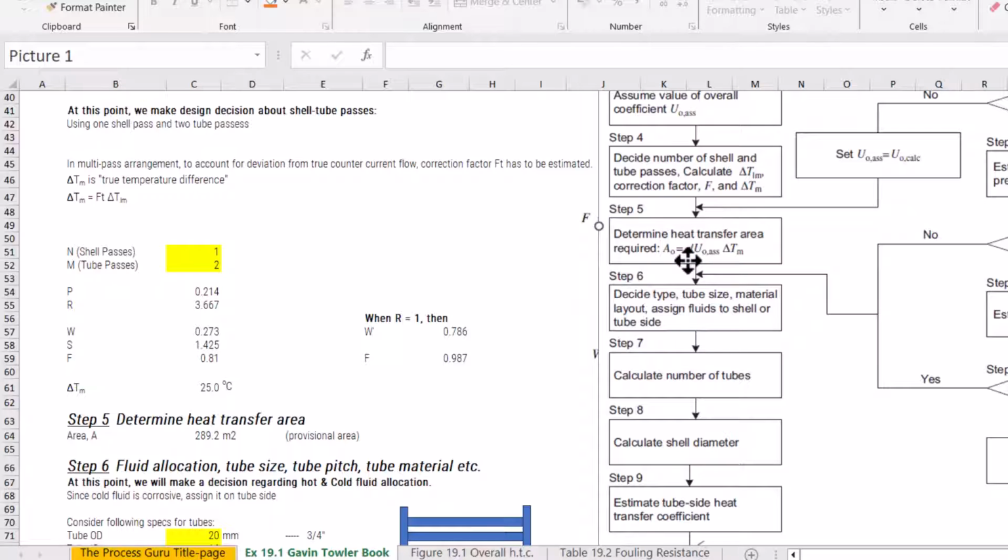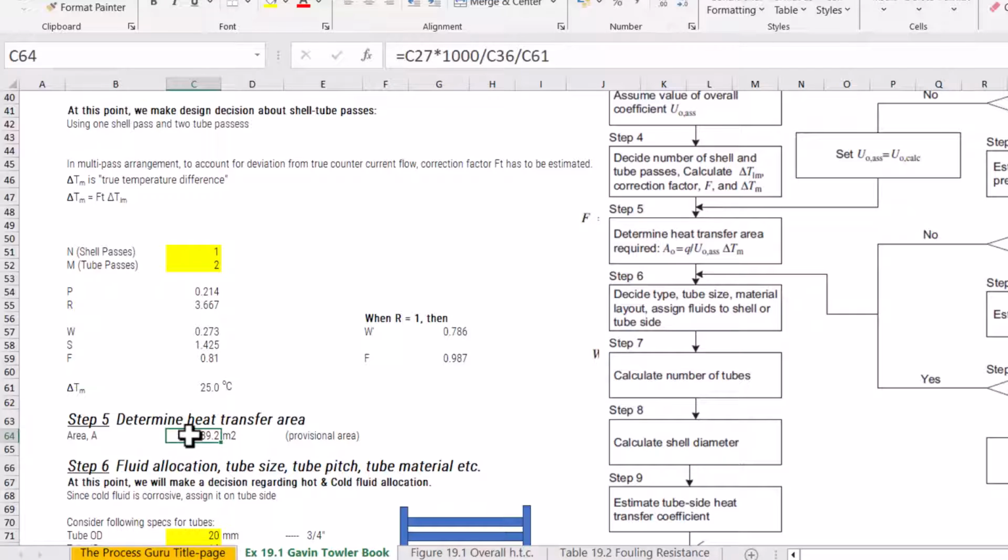So we know the heat load, we know the assumed overall heat transfer coefficient, and we also know this true temperature difference. So we can easily calculate our first guess of the area that is required for the given heat transfer. So this area is calculated. It is a provisional area. Temporarily we would believe that this is our requirement.